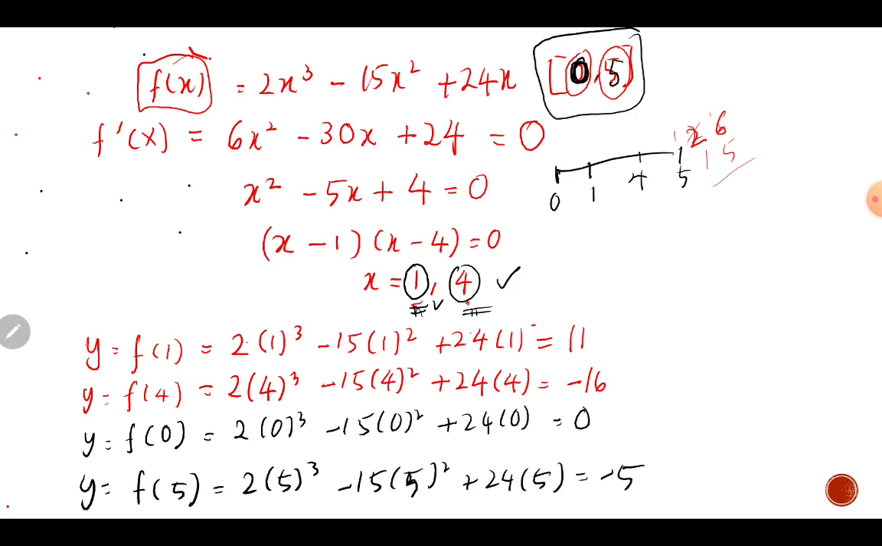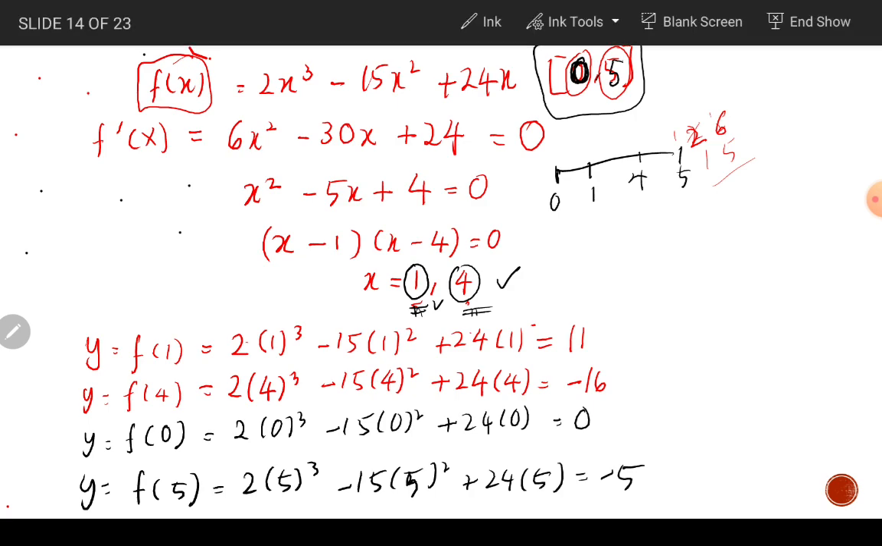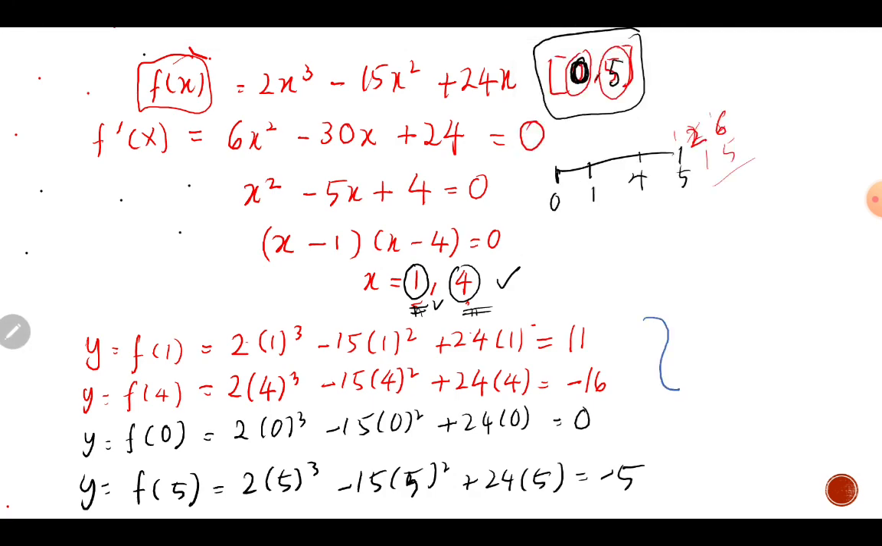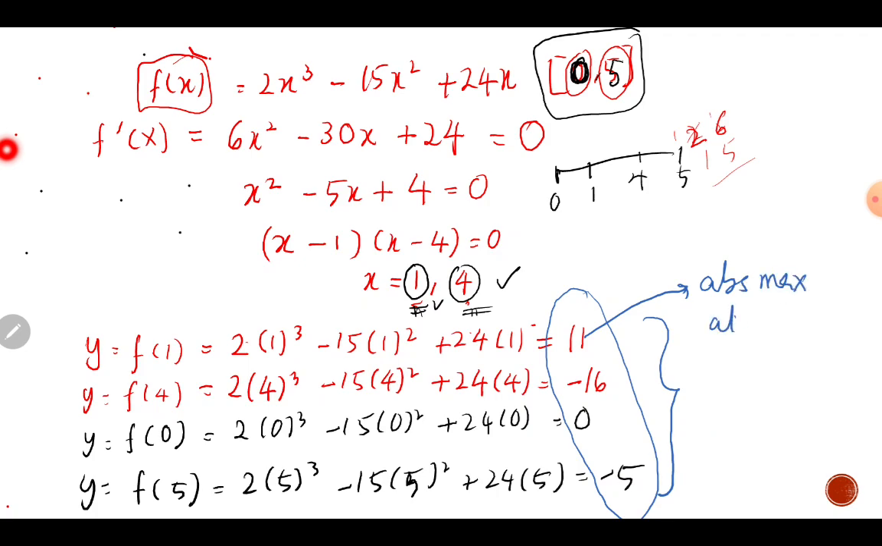Tekanlah calculator tu. So class, daripada all these 4 values, sekarang kita nak memilih lah. Tengok dia punya y value ni, yang mana yang paling tinggi. So which one is the highest one? Yang paling besar is of course this one. Okay, this is absolute maximum at x equals 11 ke? Tak, at x equals to 1. Where the value dia adalah y equals to 11.